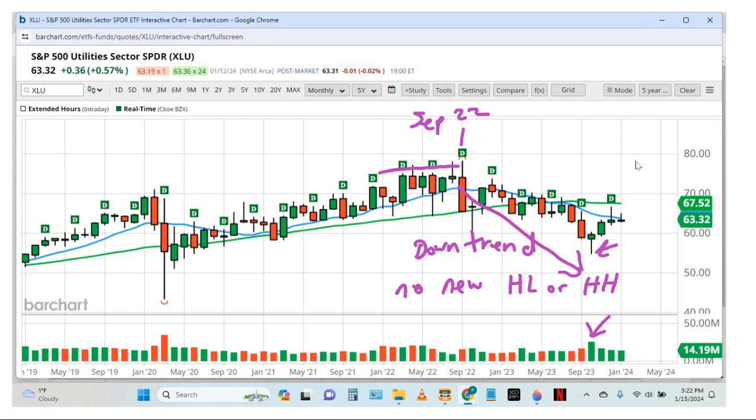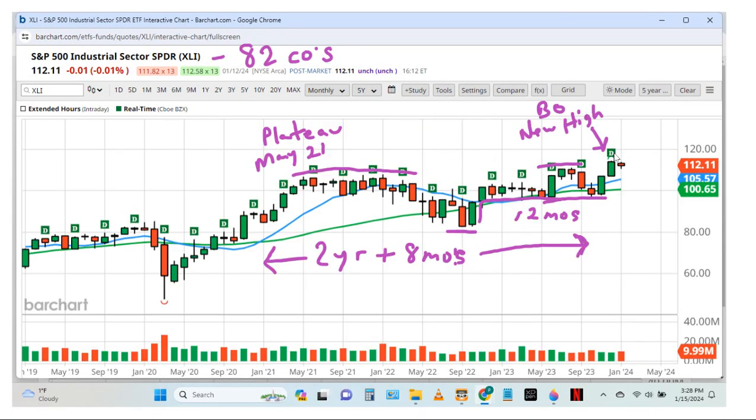Utilities have been in a downtrend since September of 22. We have no new higher lows or higher highs on this chart for utilities, so that has been in a bear market and continues to do so until proven otherwise. One positive on utilities is we have a spike in volume and a bottoming tail bar here in, I believe, October of 23. But it really hasn't had a lot of follow through, so that is a watch and wait for utilities.